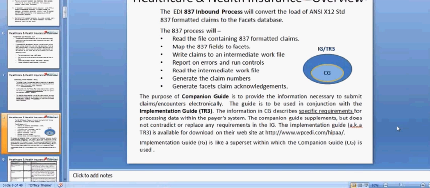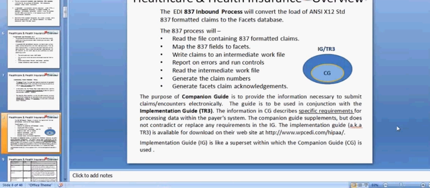So we are calling it an intermediate work file. The files are subjected to some edits, and reports are generated at this point of time, and then the intermediate work file is processed to generate the claims. So this is very high level, the way the claims are fed into the system.